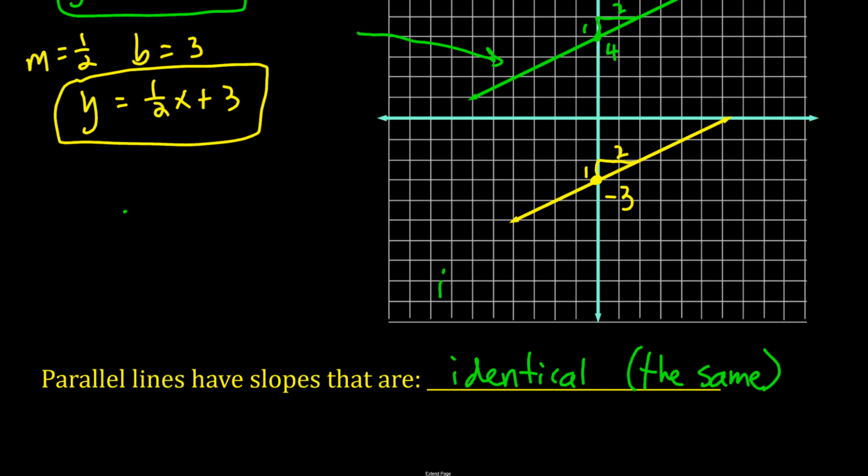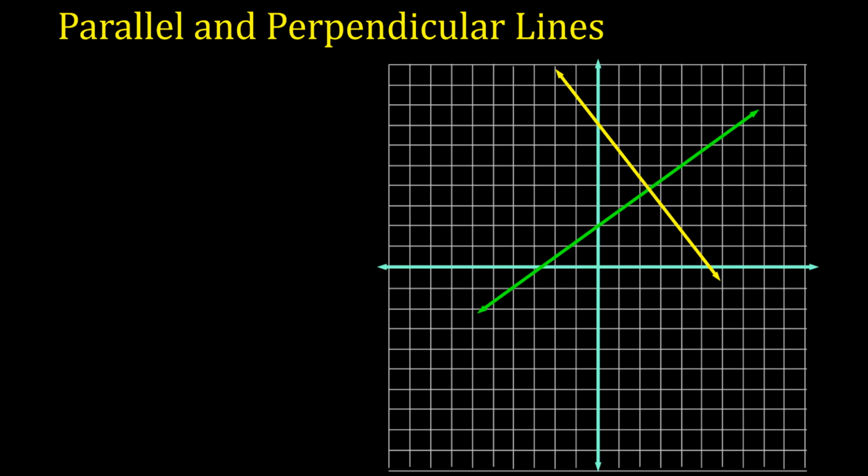Identical, or you could say the same. Either way. So let's look at perpendicular lines then. Perpendicular lines do cross, and in fact perpendicular lines cross at a 90-degree angle. And so what's special about perpendicular lines? Well, let's do the same thing.